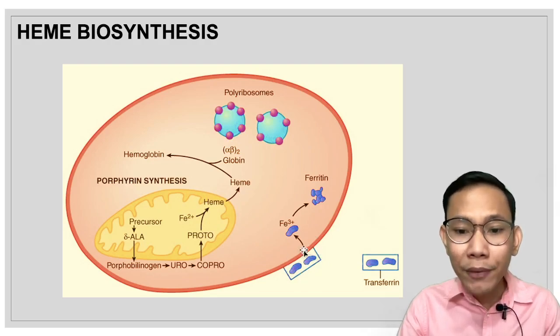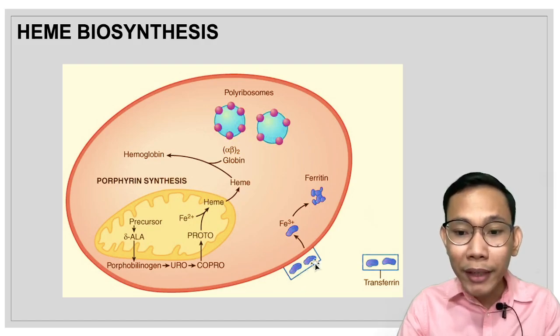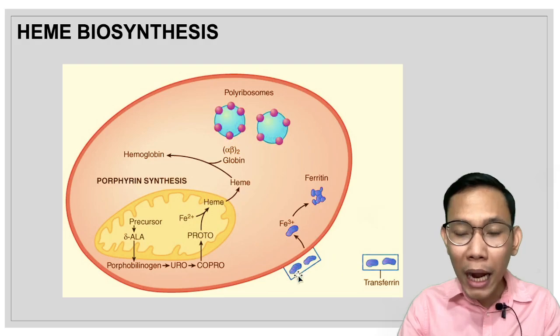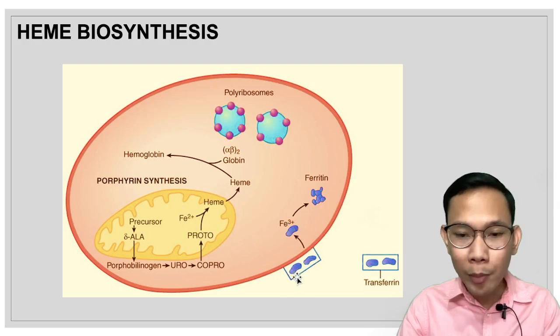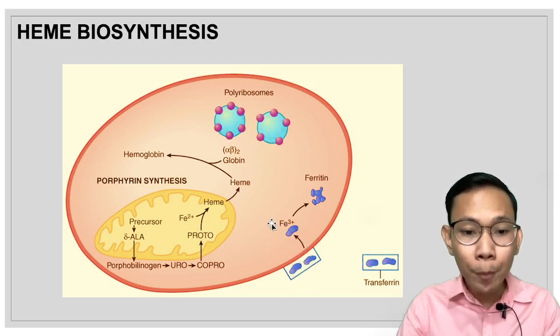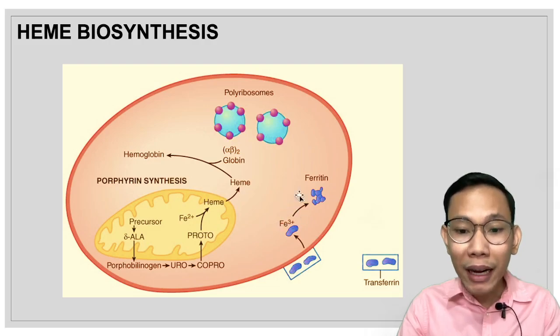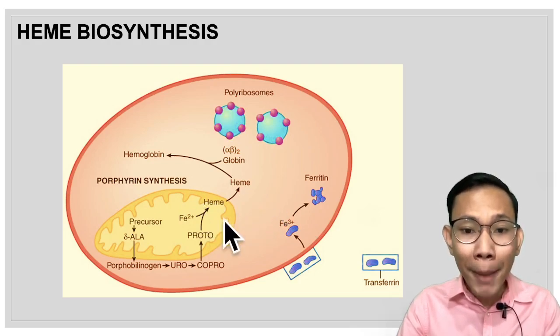So, your transferrin binds to your transferrin receptor of your erythroid precursor cell membrane. And transferrin with a bound iron, so may iron dito, are brought into the cell as endosome. So, papasok sila sa cell as endosome. And then, acidification of the endosome releases now your iron from the transferrin. Iron is then transported out of the endosome and going to the mitochondria.